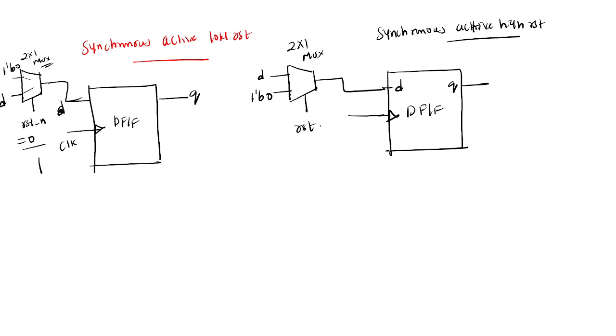So when reset equal to 0, it will be in which mode? Functional mode. D input is connected. When reset equal to 1, here you need to connect 0 and 1, I0 and I1. When it is 1, 0 is connected to this one. That means it is in reset mode. When reset equal to 0, it is in functional mode, and when reset equal to 1, it is in reset mode. This is nothing but synchronous active high reset.